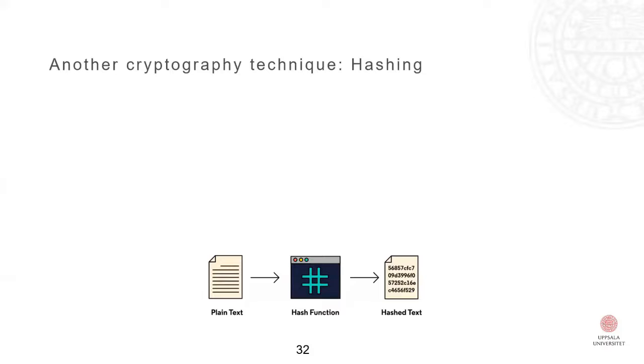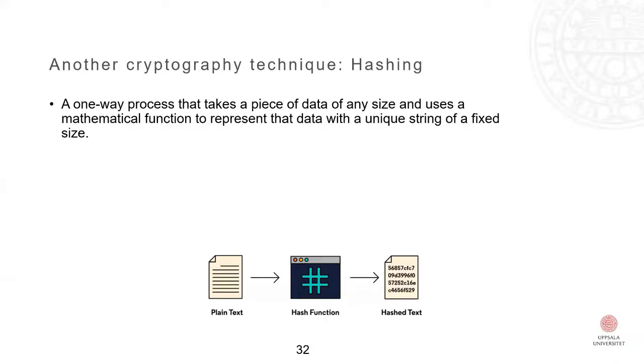So far we have talked about encryption and decryption. And now we want to talk about something else which is widely used, and it is called hashing. In hashing, a one-way process or function is used, which takes a piece of data of any size and uses a mathematical function to represent the data with a text of a fixed size. It is important that the output of the hashing function always has a fixed size. For example, it can be a string of 4 characters or 400 characters or 100 characters and so on.